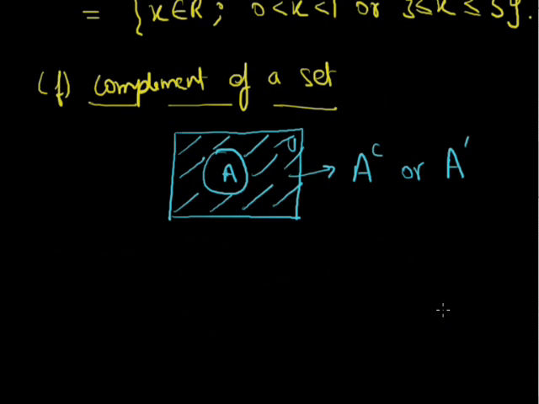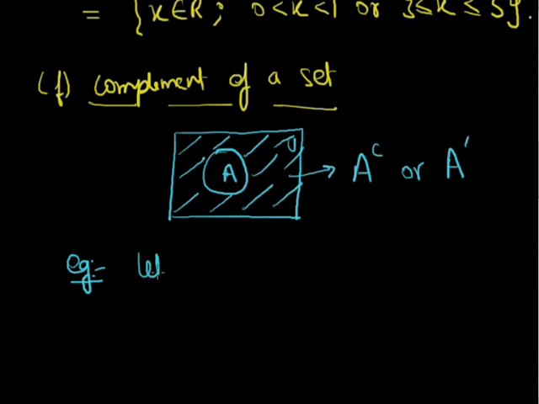This is what we mean by the complement. So complement means removing the elements of a particular set from the universal set. Now we'll see one example based on this complement.